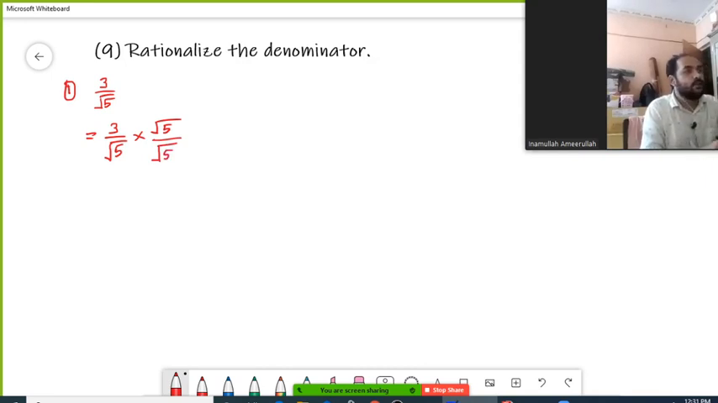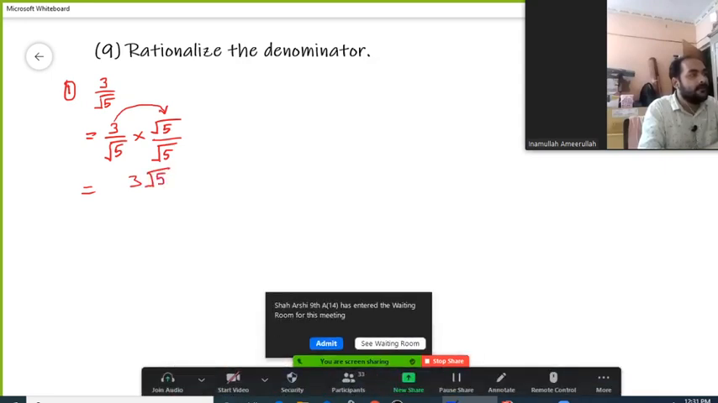This is the only arrangement for this question which you need to remember, and the rest will be simple arithmetic operations which we do in regular mathematics. So you need to remember this step while we are rationalizing the denominator. We need to take the denominator and multiply with the numerator and denominator of the given fraction. Now when you multiply this 3 into root 5, we get 3 root 5.